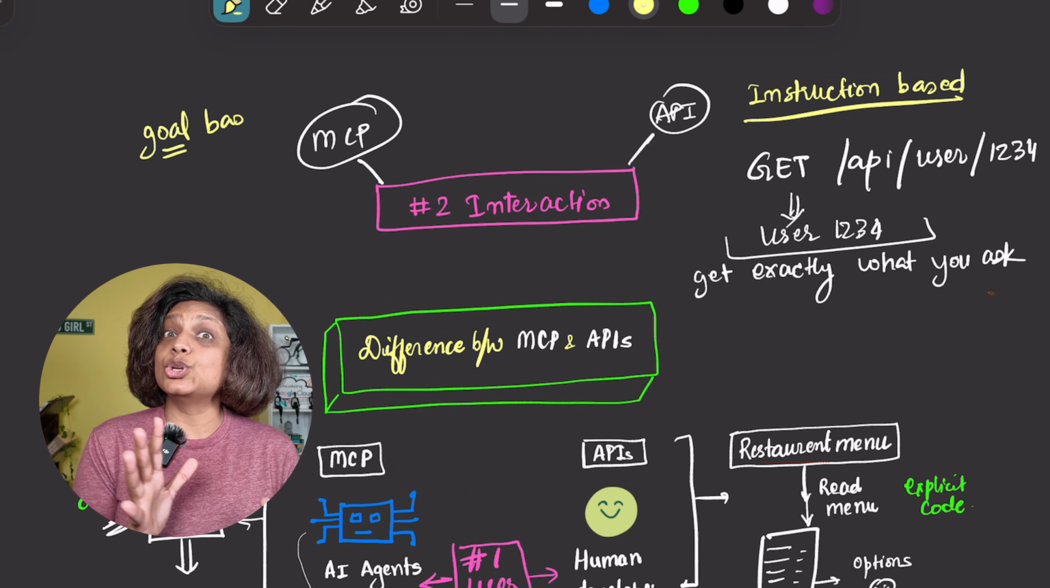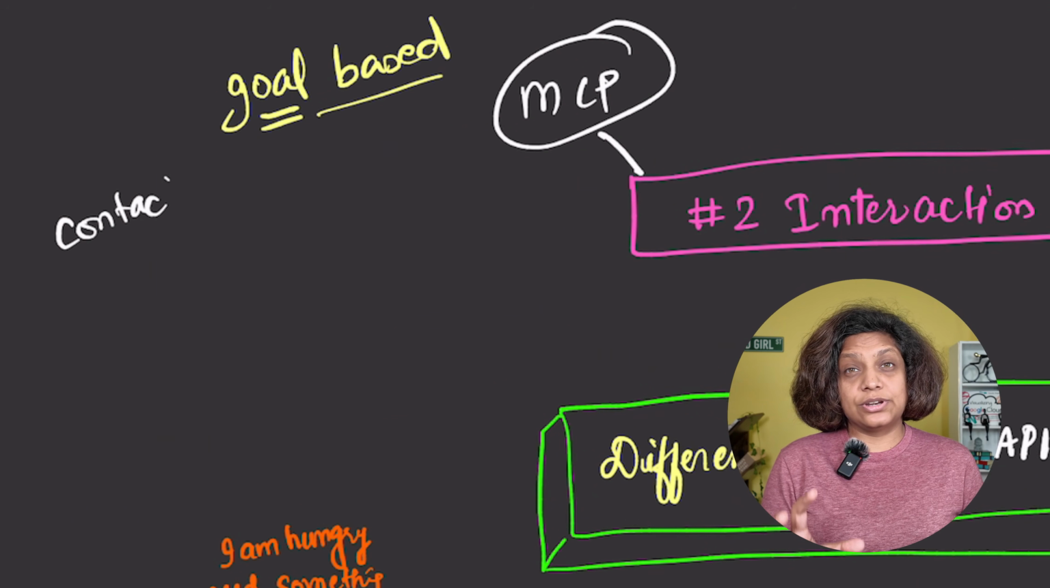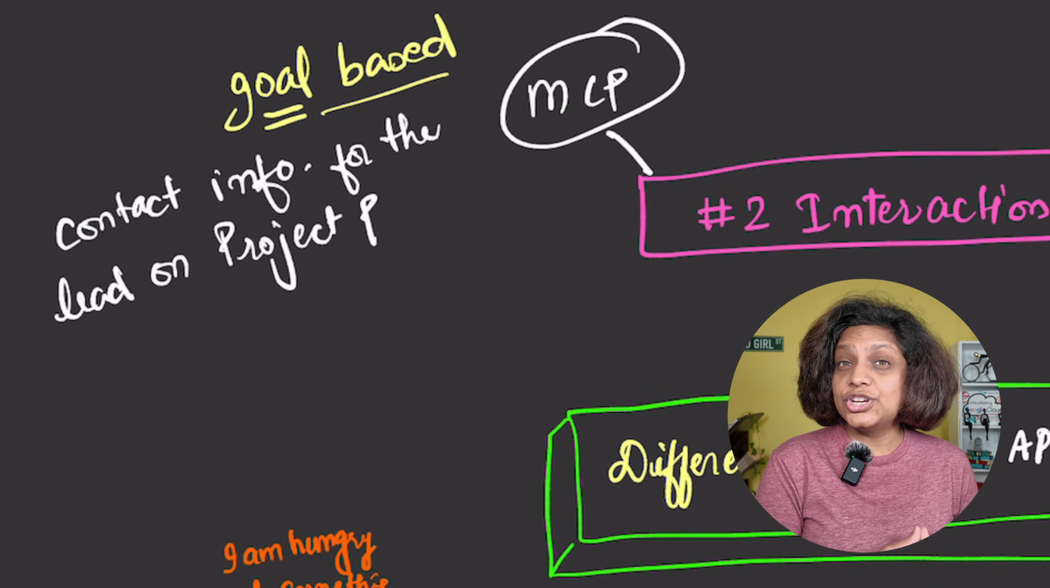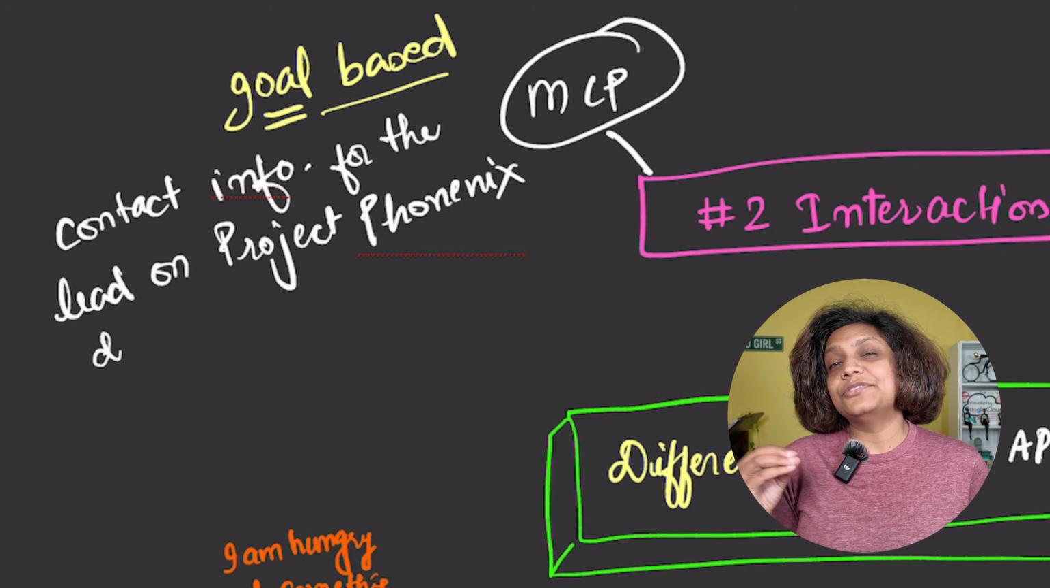MCP interaction is goal-based. You tell the AI agent what you want to achieve, not how to do it. Let me give you a real example here. Imagine you task an AI agent with this: find the contact information for the lead on Project Phoenix account and draft an email to them.